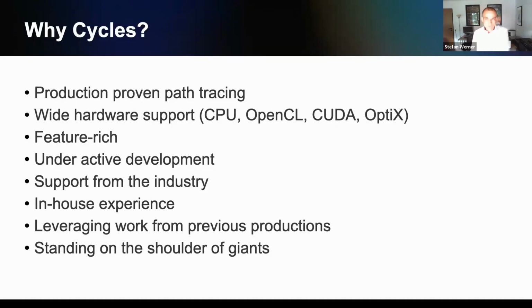Now, why would we choose Cycles for this new render engine we're moving to? Well, first of all, it has already been proven in production. We delivered several shows using this, and we knew what it could do. It has a wide hardware support. So far, we're mostly relying on the CPU rendering, but backends for other hardware were already in place, and it would not take a lot of work to enable those for us. It has plenty of features that we already needed.